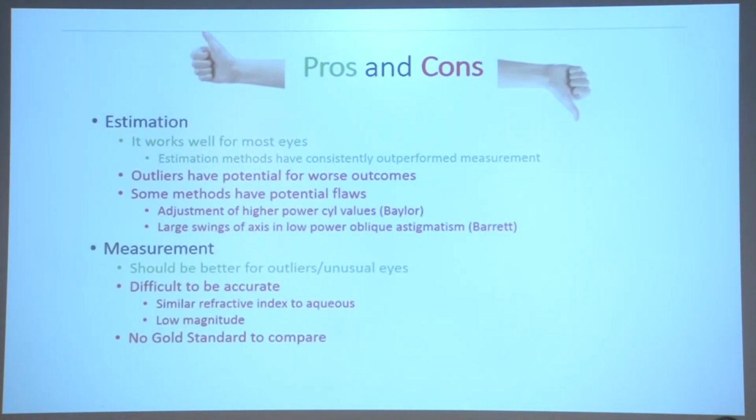Particularly, it works very well to measure the posterior cornea when outliers are there. So you have a very high oblique astigmatism. In such cases, the chances of prediction error are very high. In such cases, if you are measuring it and applying it, it gives a little bit better results.